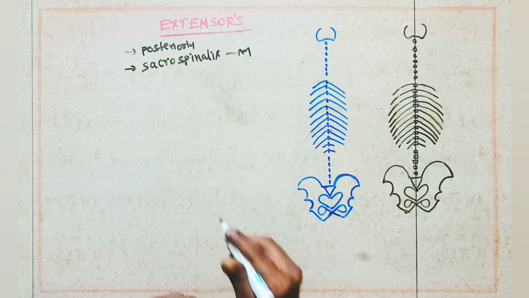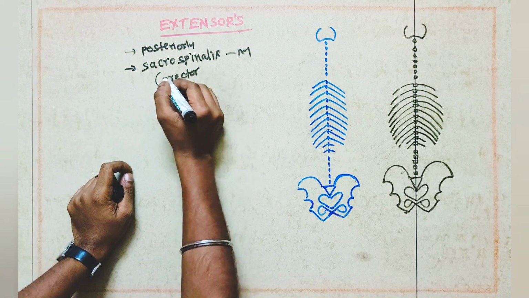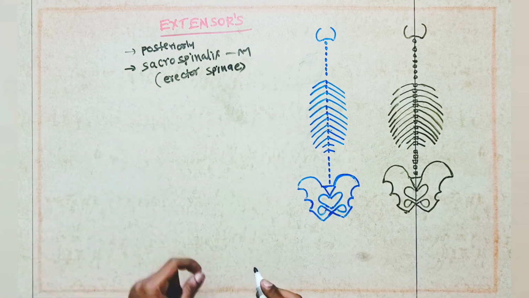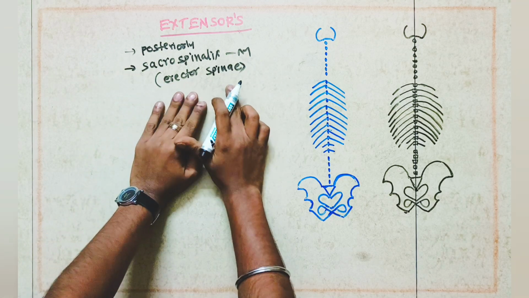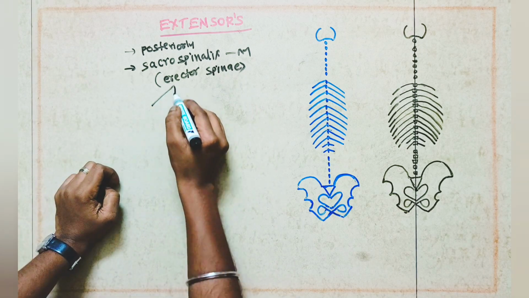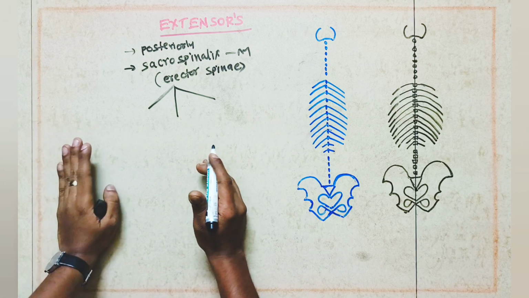Sacrospinalis muscles. This is one more, we can say, erector spinae muscles. These are very important muscles. They are helpful in the extension of the vertebral column. These muscles are arranged in three layers. Not three layers, three different patterns.